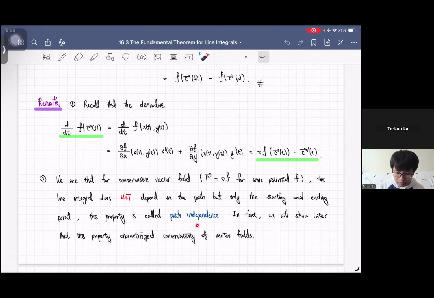This kind of property is called path independence. So given any path, the work done by this force is the same. This is why we call it the conservative vector field.